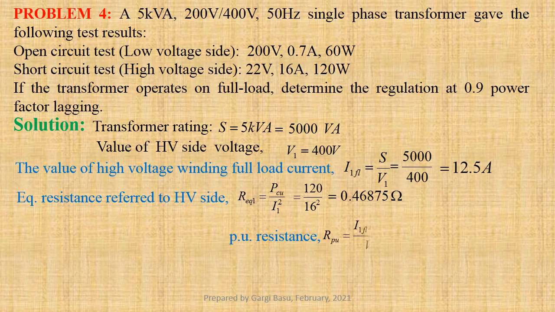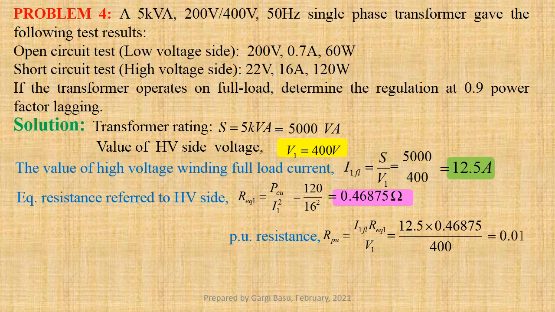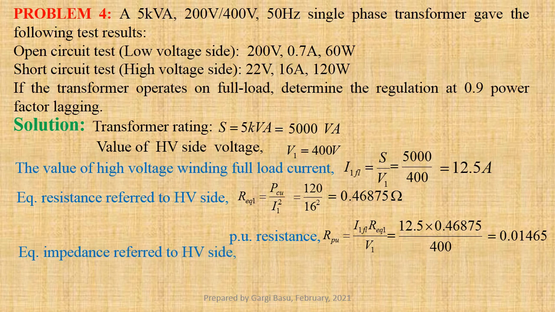Now we shall find per unit resistance. R per unit equals I1FL Req1 divided by V1. Using values, we get 12.5 into 0.46875 divided by 400. That gives us 0.01465.